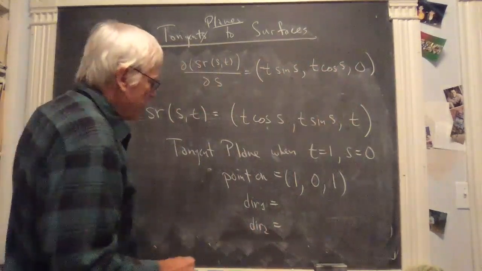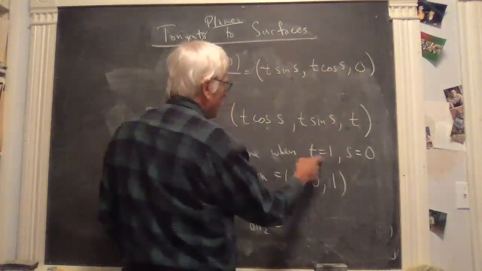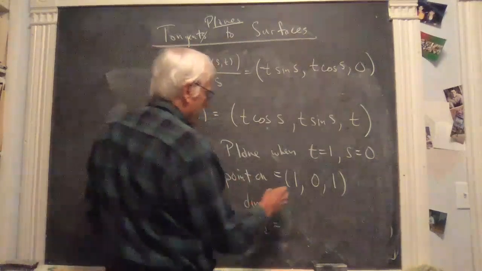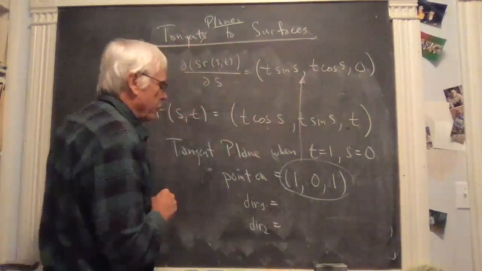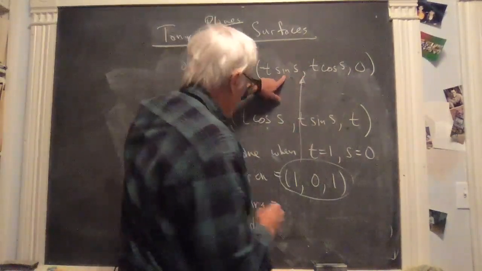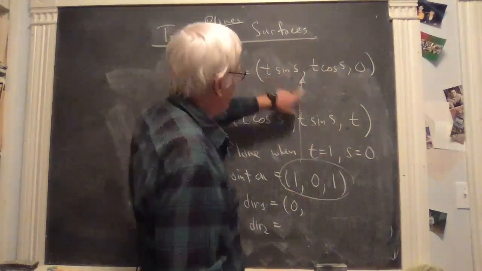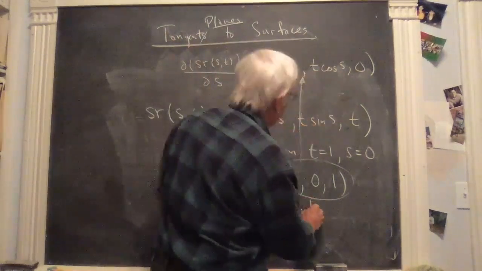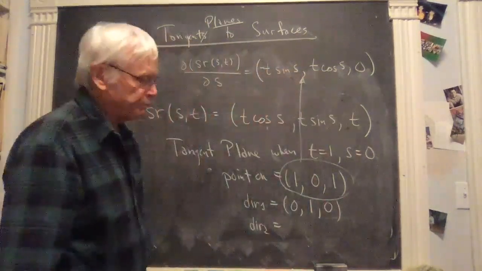And now if we sub in S equals 0 and T equals 1, we will get the first direction. So take this point and sub it in, and it gives us the first direction. If we sub in S equals 0, the sine of 0 is 0, so the first coordinate is 0. If we plug in 0 for S here, we get 1. T is 1, so we get 1. And the last component is 0. So there is our first direction.